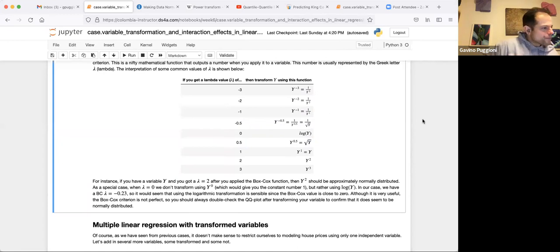So, Victor, how do you get the lambda value? Well, there is an optimization process that goes behind it and finds the value that is optimal for that particular vector of values that you are providing. So in this case, we are reassured by the Box-Cox transformation that the log is a good choice, just because the lambda value is very close to 0.